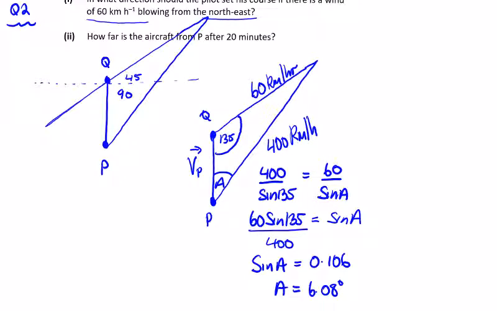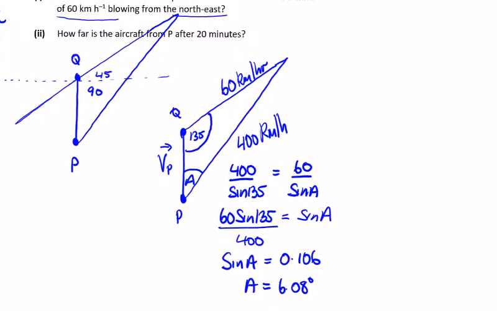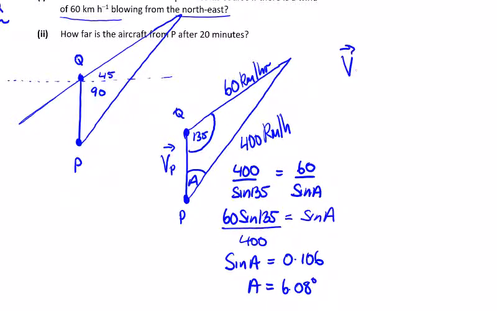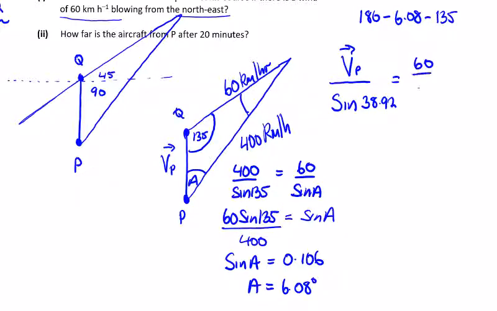So how far is the aircraft from P after 20 minutes? Okay, so we need the velocity of the plane. Well, we can use the sine rule again here, over the sine of this angle, over the sine of 180 minus 6.08 minus 135. That's going to give me 45 minus 6.08, which is 38.92. So that's going to be equal to 60 over the sine of 6.08.